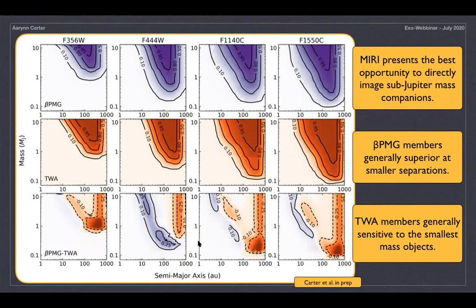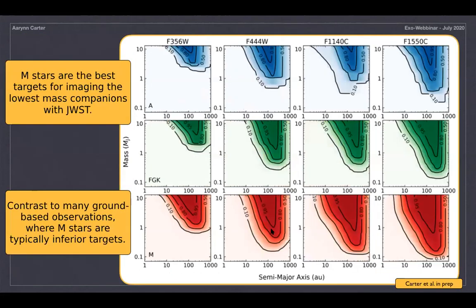And then the TWA members are generally more sensitive to the smallest mass objects. And this is because they are younger than BPMG, so that the planets are still a bit more luminous, a bit easier to detect. And then I also broke it down in terms of spectral type, and you can see, irrespective of spectral type, the same trend. So towards the mid-infrared wavelengths, that's our best bet at observing these lowest mass exoplanets. And in general, actually, M stars are the best targets for imaging the lowest mass companions with James Webb.